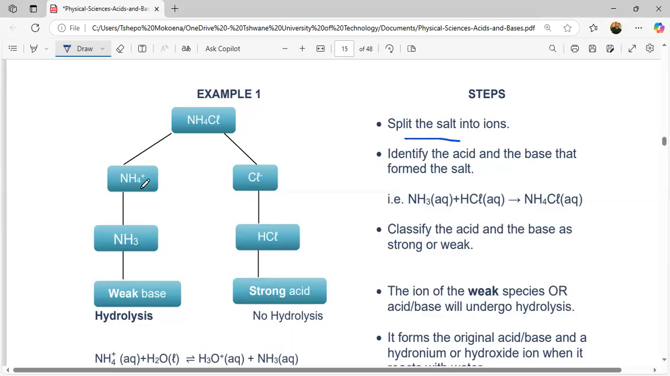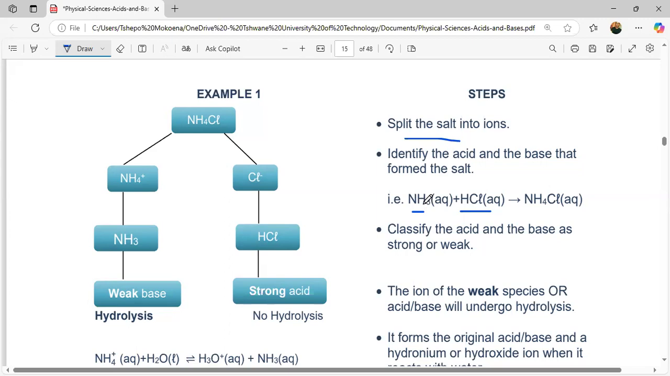So look, this is NH4. Obviously, this NH4 is from NH3. This is Cl, therefore it is from HCl. So by identifying, you can also write your chemical reaction like so, where you have NH3 and HCl. That's how we manage to form this salt.